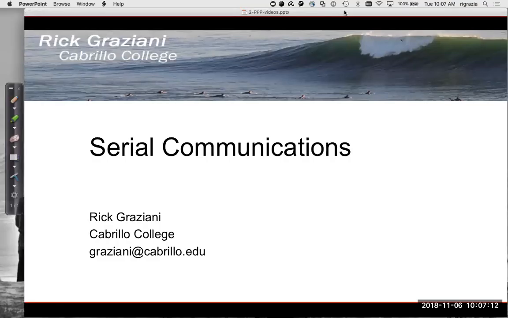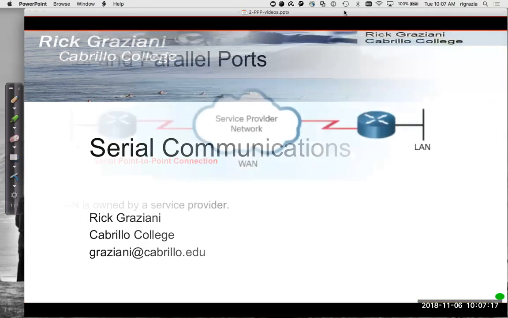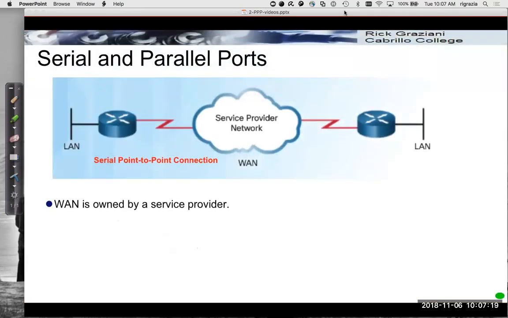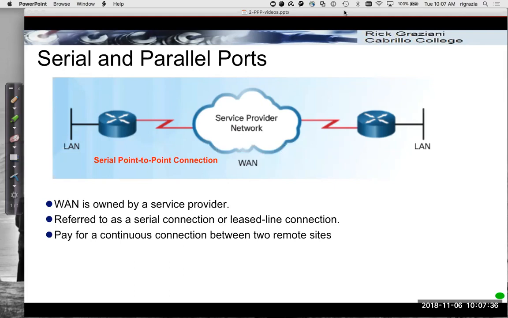Hi, in this video, we're going to talk a little bit about serial communications. Okay, so serial communication, first of all, it's part of the WAN, the wide area network, which is owned by a service provider. Sometimes referred to as a serial connection or leased line or serial link connection. And the subscriber is paying for a continuous connection between the two sites.